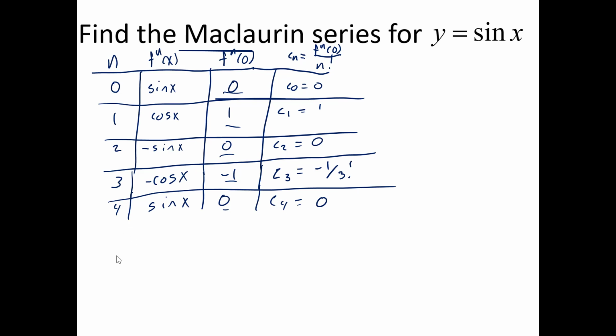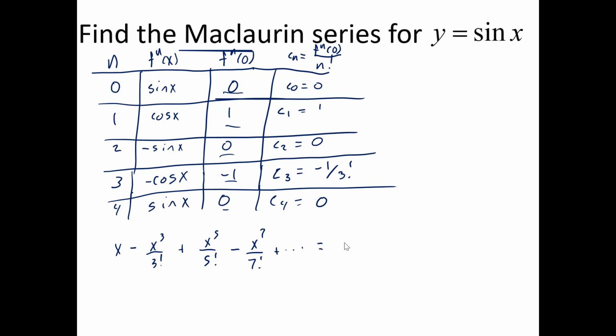So your Maclaurin series for the sine of x looks like this: x minus x cubed over 3 factorial plus x to the 5th over 5 factorial minus x to the 7th over 7 factorial, and so on.